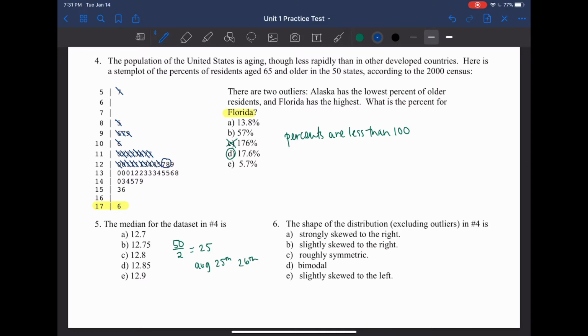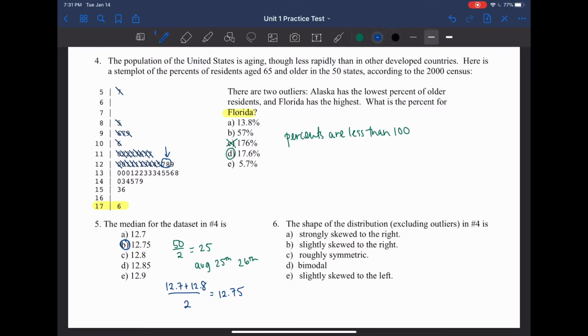So here are my middle two numbers. We need to find the average. So we're going to do 12.7 plus 12.8 divided by 2, and that's going to give us 12.75. So the correct answer is going to be B. Remember, you can always check that you counted the median correctly by counting the numbers after your two middle numbers, and it should be the same amount that you counted initially.